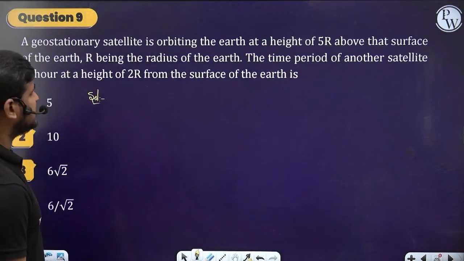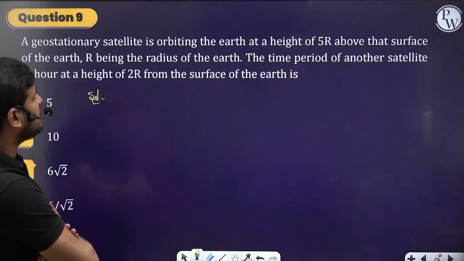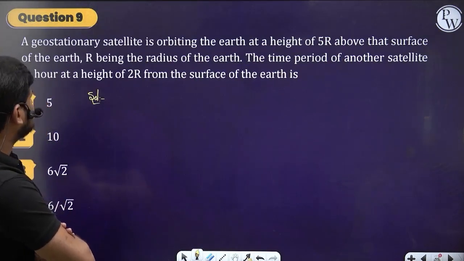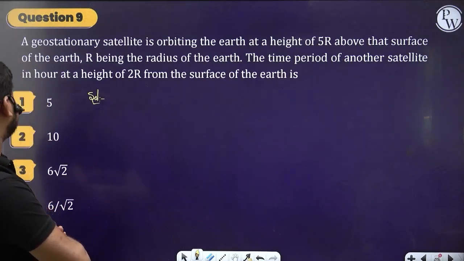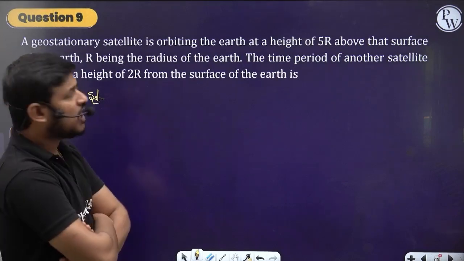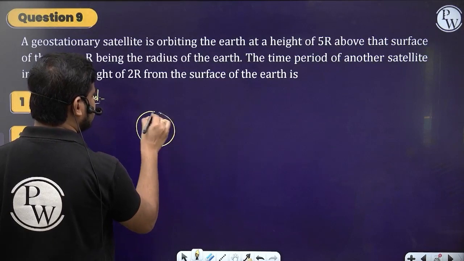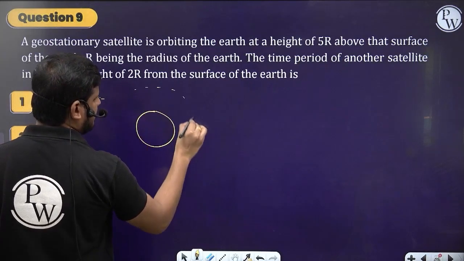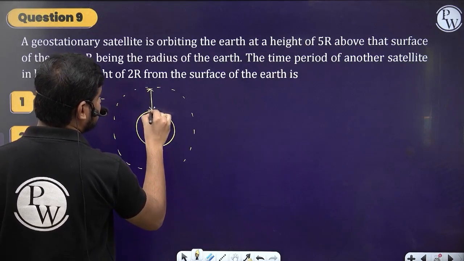A geostationary satellite is orbiting the earth at a height 5R above the surface of the earth, R being the radius of the earth. What is the time period of another satellite at a height 2R from the surface of the earth? So there are two satellites. The first satellite is at a height of 5R from the surface of the earth.